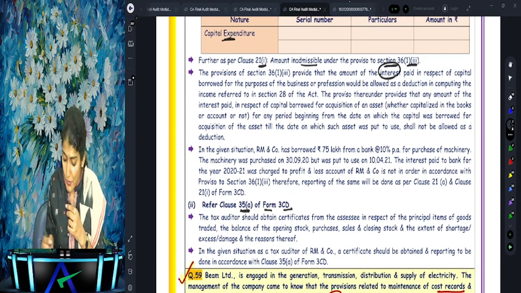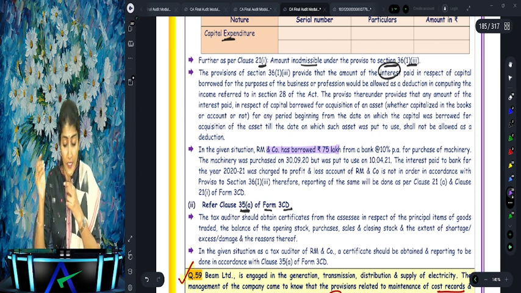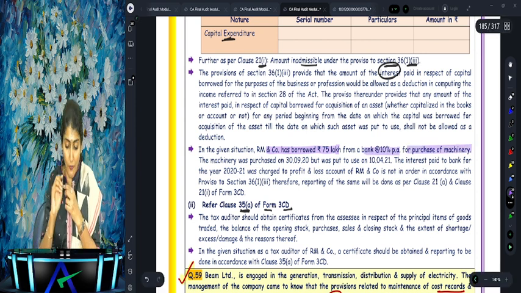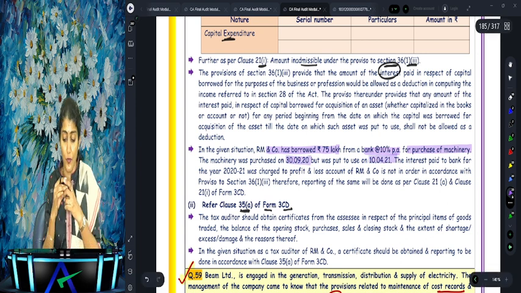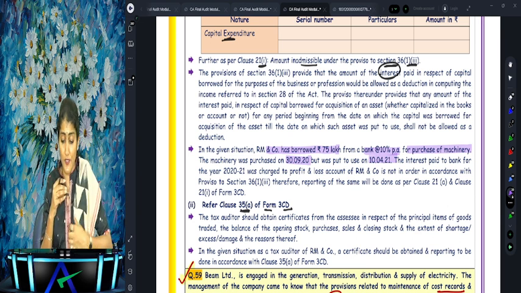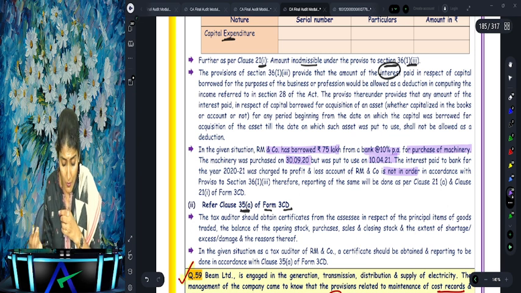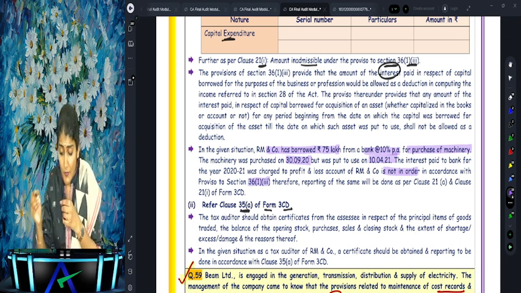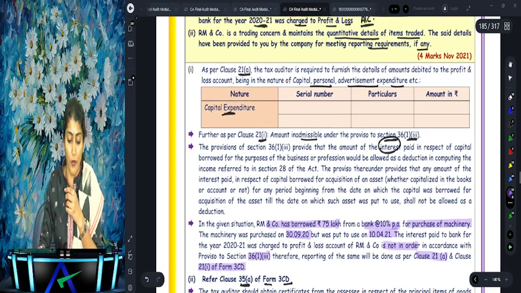In the given situation, what does it say? RM and company has borrowed 75 lakh from a bank at the rate of 10% per annum for purchase of machinery. The machinery was purchased on 30th September but was put to use on 10th of April. The interest paid to bank for 2021 was charged to the P&L of RM and company is not in order in accordance with the proviso to section 36(1)(iii). Therefore, reporting of the same will be done under 21A and 21I of the form 3CD, right?